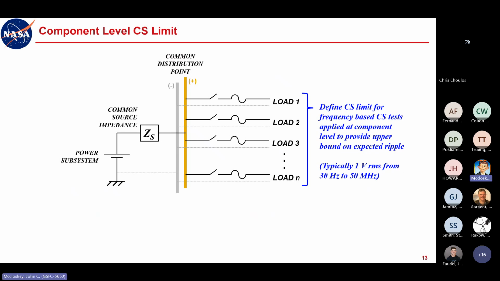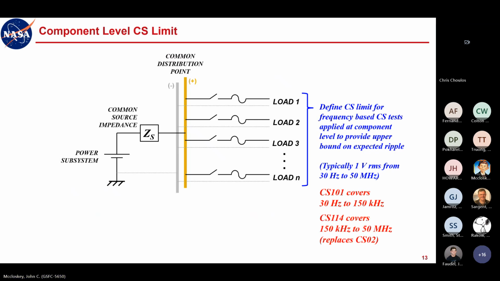So in the last session, we talked about CS101, which covers the lower frequency range, 30 hertz to 150 kilohertz. And then CS114, as we'll discuss in more detail a little bit later, covers the higher frequency range, 150 kilohertz to 50 megahertz. And it replaces the old CS02 test method. And so we'll talk about that a little bit later as well.